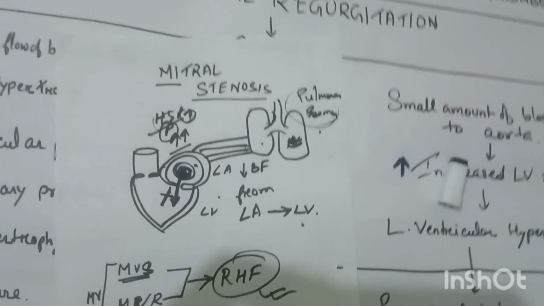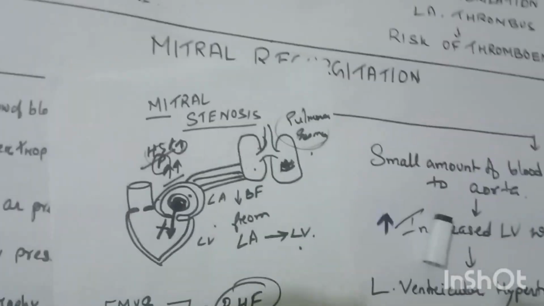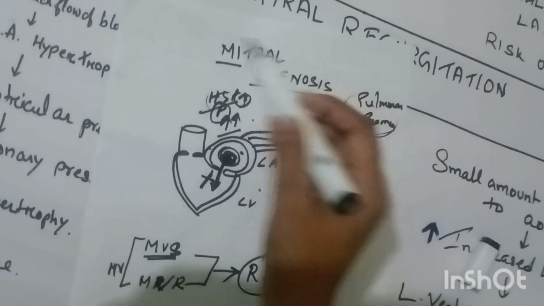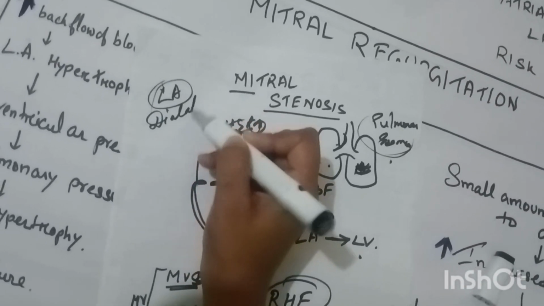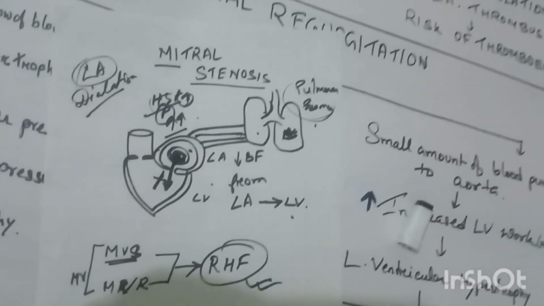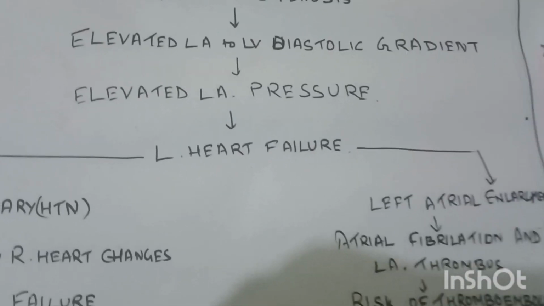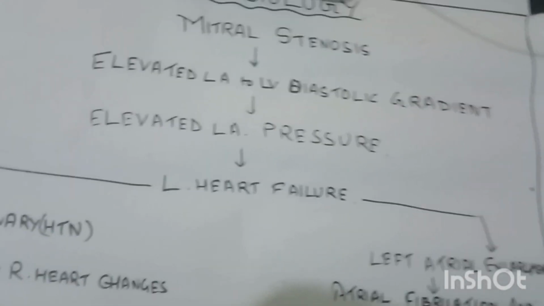And after that, thromboembolism can also be seen in mitral stenosis because of more dilation of the left atrium. With more dilation of left atrium, we can see thromboembolism, or left side heart failure can also be seen in this case. Now we will see the pathophysiology of mitral stenosis. I have written it in a very simple form.